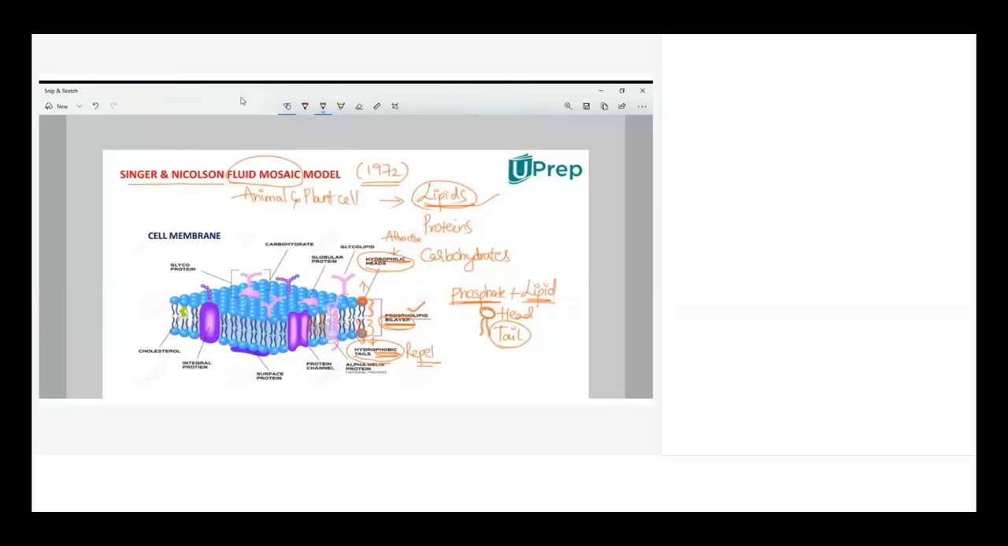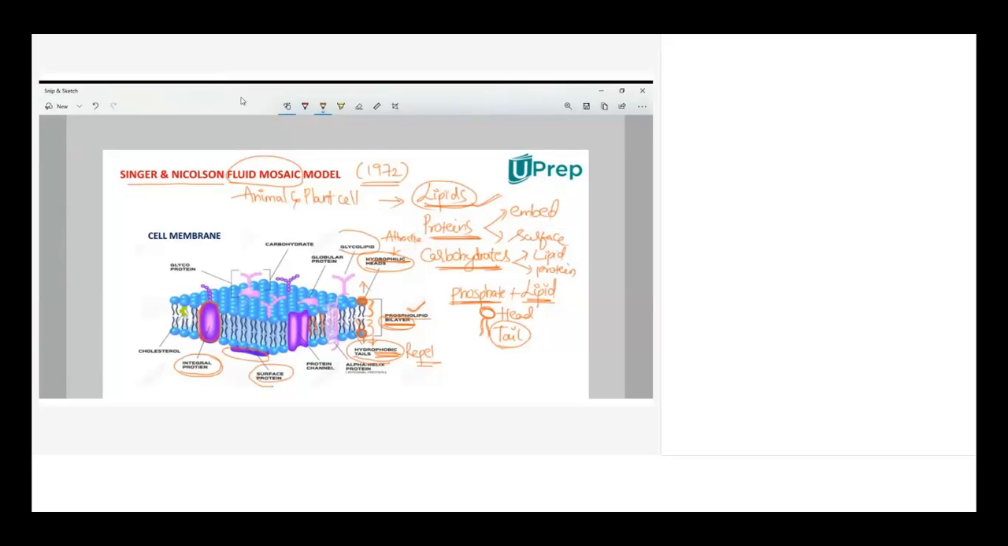When you take proteins, proteins may be either embedded inside the plasma membrane like this, the purple one, which are called integral proteins, or the proteins may be at the surface of the plasma membrane like this. So those are called surface proteins. Then when you come to the carbohydrate part, the carbohydrate may be associated with lipid or may be associated with protein. Here, if a carbohydrate is associated with lipid, it is called glycolipid.